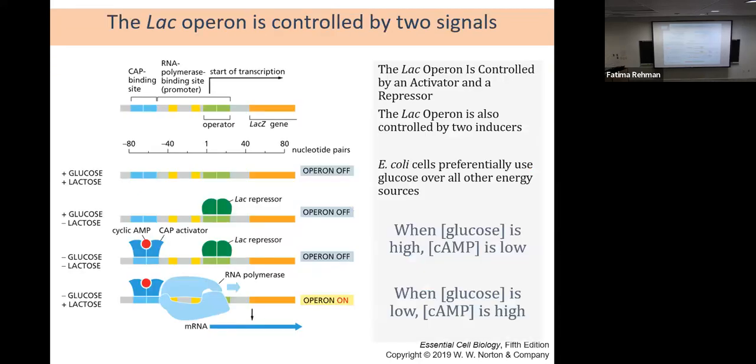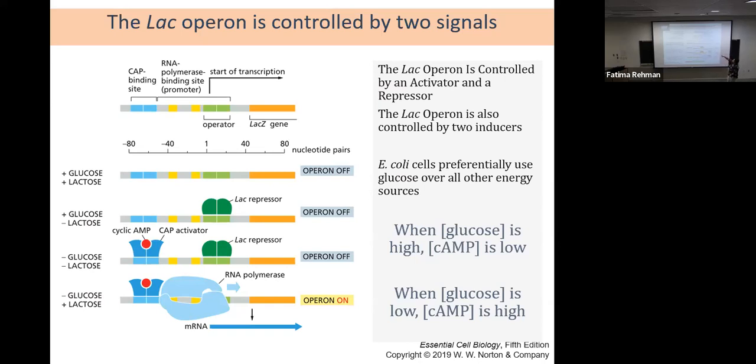So this is another operon in your prokaryotes. This is the LAC operon, and it is controlled by two signals. It's controlled by an activator and a repressor. So two different things are going to work together in order to regulate when your LAC operon is active and when it is inactive. If you look again at your LAC operon, you're going to have the LAC-Z genes that are part of this particular operon. That's what we're trying to transcribe.